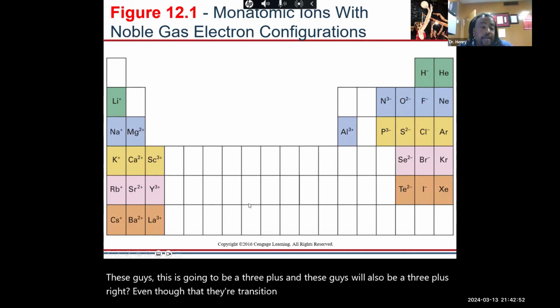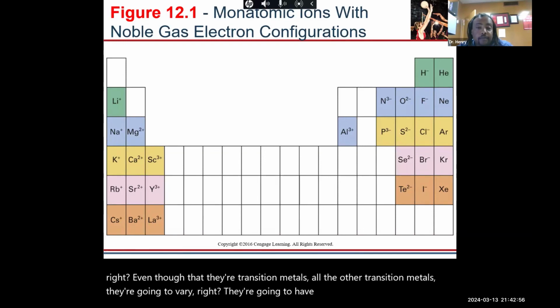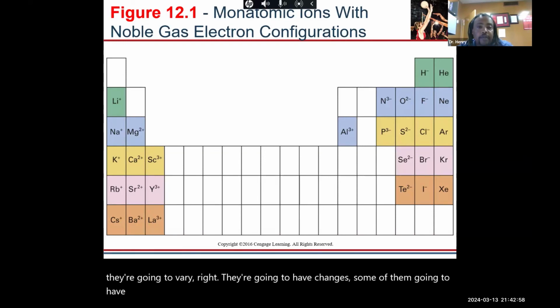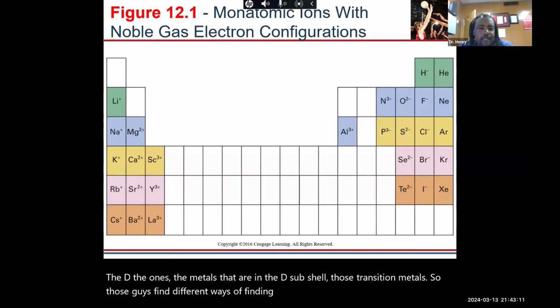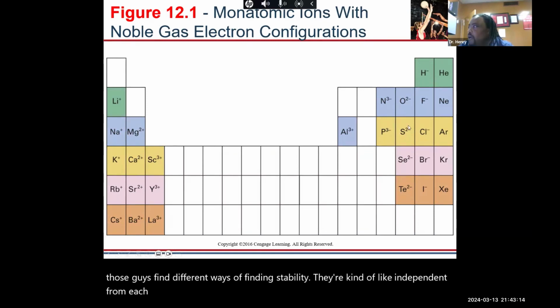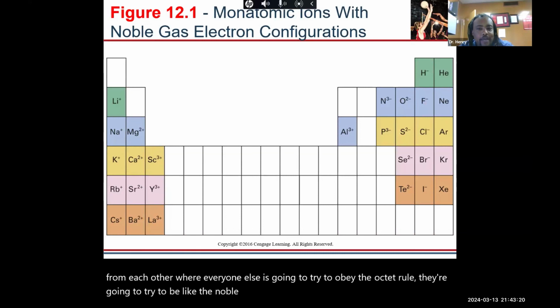All of the other transition metals are going to vary. They're going to have changes. Some of them are going to have multiple possibilities because the metals in the D subshell, those transition metals, find different ways of finding stability. They're kind of independent from each other, where everyone else is going to try to obey the octet rule. They're going to try to be like the noble gases by making sure that they have 8 around. Okay?